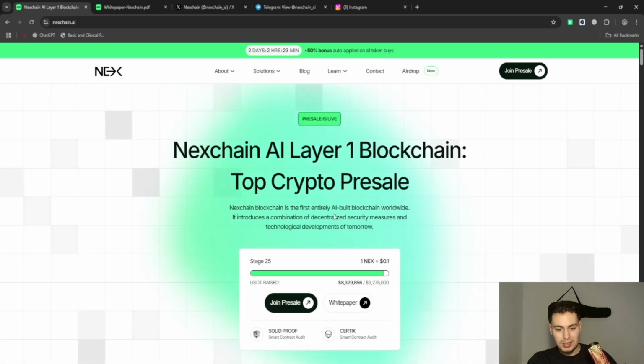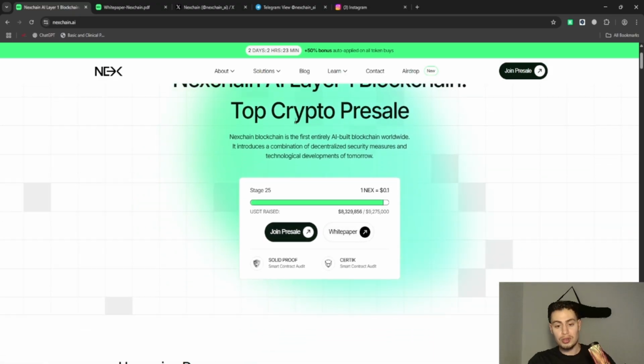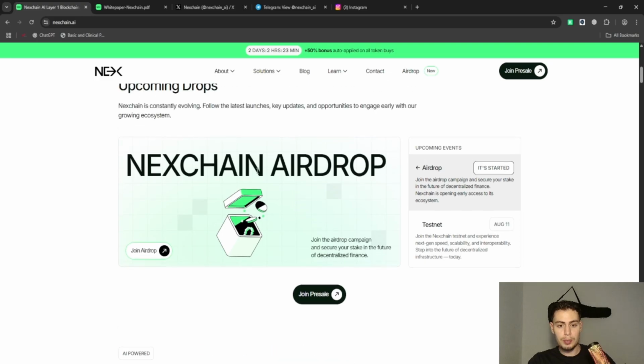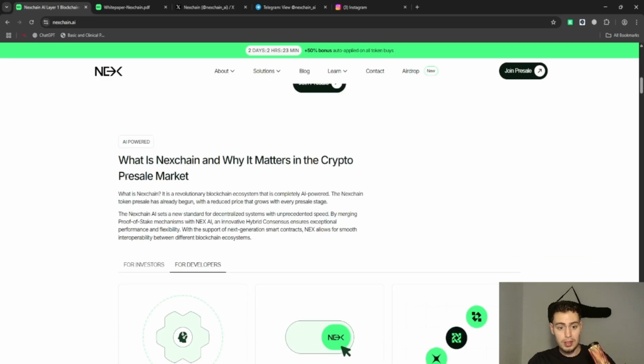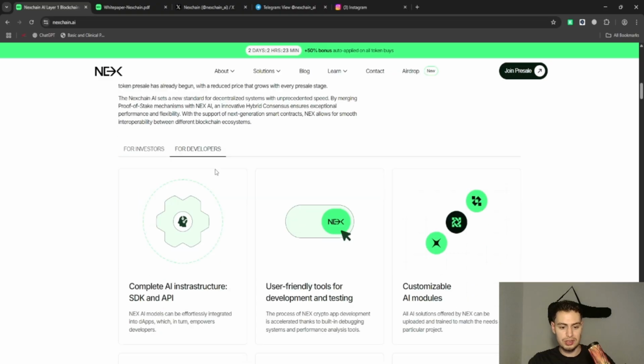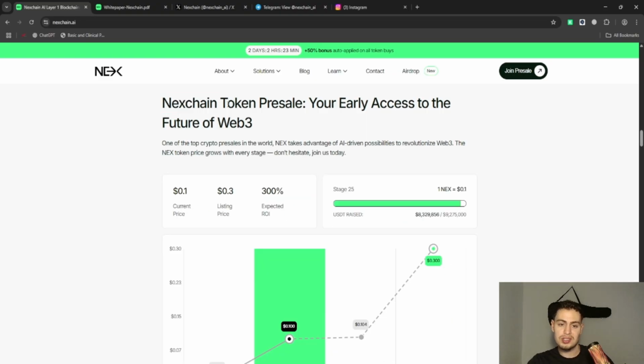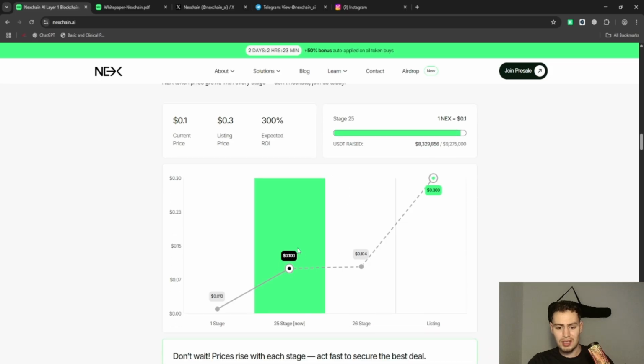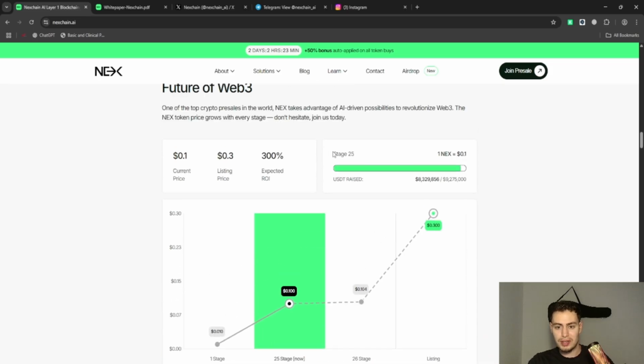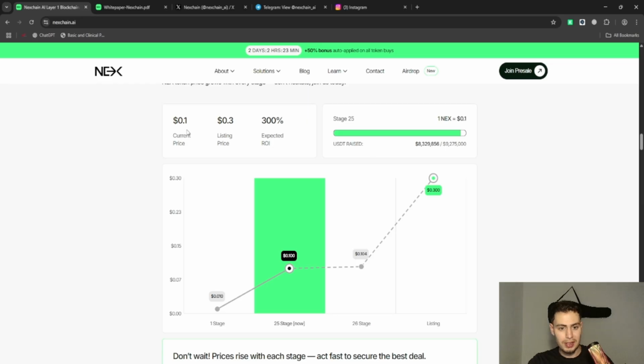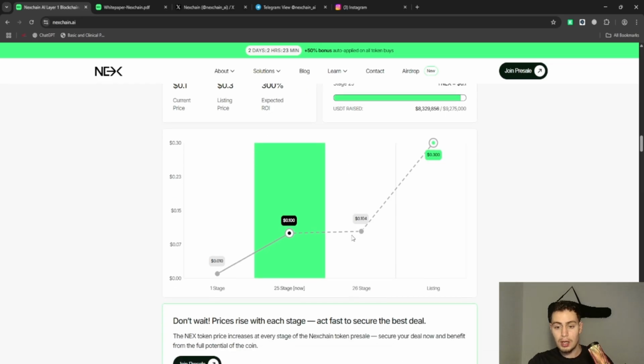So what it's saying is that, of course, it's a presale. So this will be the next chain airdrop, with support of the AI, of course, guys. As you can see, the Nexchain token presale, your early access to the future of Web3. So it talks about the investment and what stage they're on. They're at stage 25. You can see the prices also, and you can also see what price it will be after the stage 26. And also here, guys, this is then stage 27.